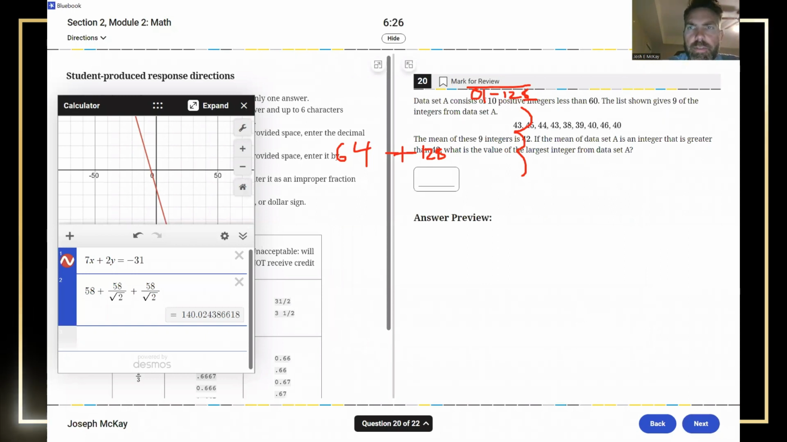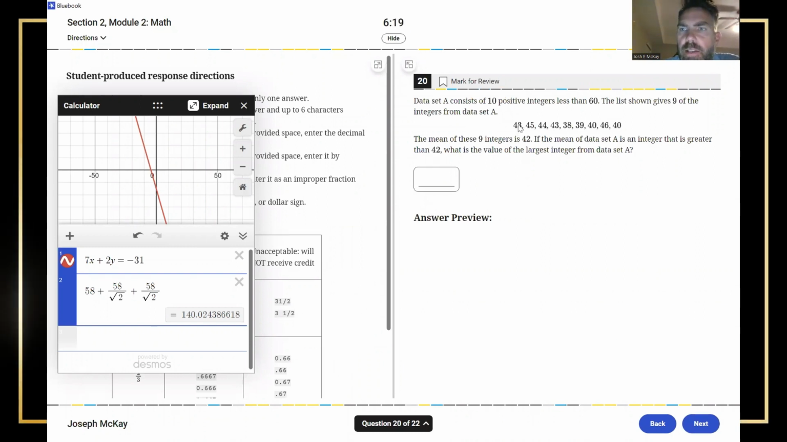All right. We are down to the last few questions. Data set consists of 10 integers. 6, 7, 8, 9. This list shows 9 of the set. So one of these is missing. Integer is greater than 42. The mean of these 9 integers is 42. If the mean of data set A is an integer that is greater than 42, what is the value of the largest integer from data set A?